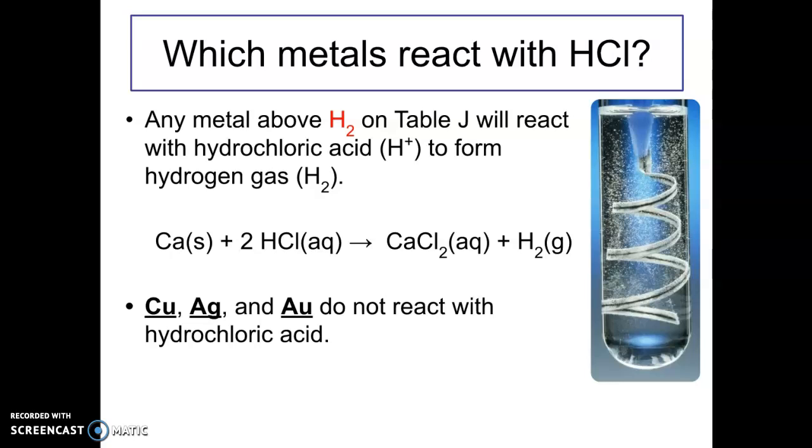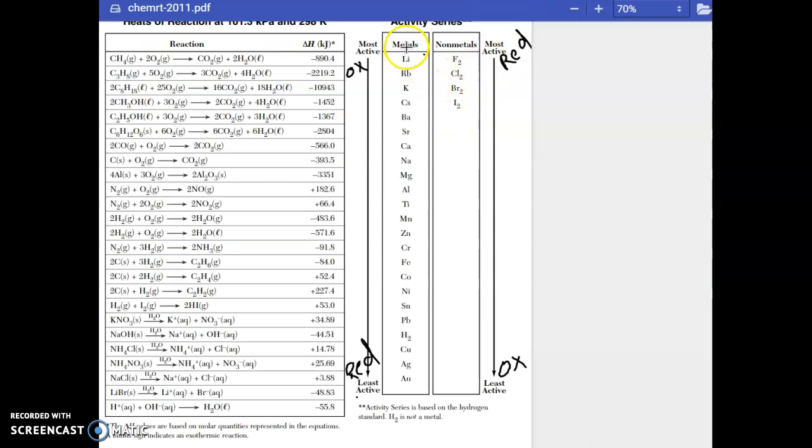Now you might have noticed something really interesting: if you look at Table J, the activity series, you'll see this is the metals column, and they have listed something that is not a metal, hydrogen. Hydrogen is a non-metal. While hydrogen is a non-metal, it still has a single electron in its valence orbital, so in a way it kind of looks like a metal. So that's in part why it's included on this table.